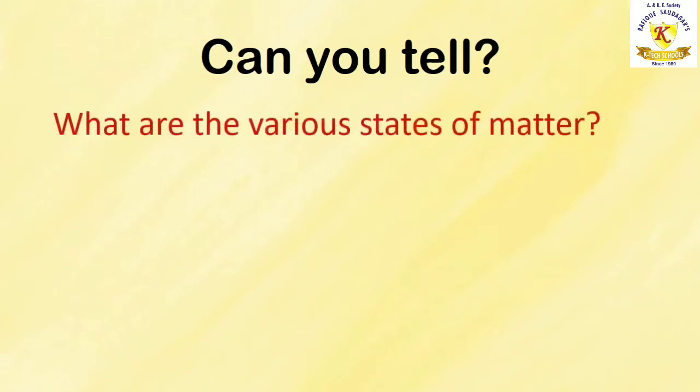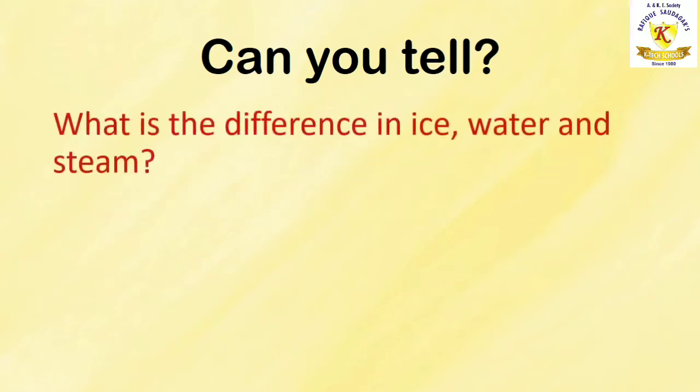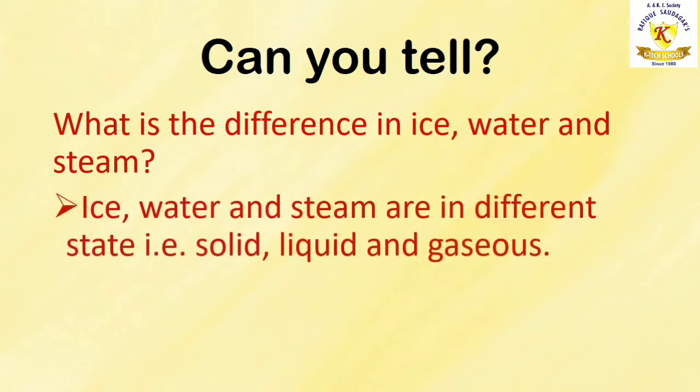What are the various states of matter? Think about it. Yes, children? So, the answer is the various states of matter are solid, liquid, and gaseous state. Now, what is the difference in ice, water, and steam? Can you find the difference here, children? Ice, water, and steam are in different states, that is solid, liquid, and gaseous. Isn't it, children?